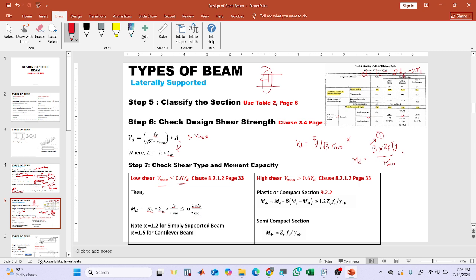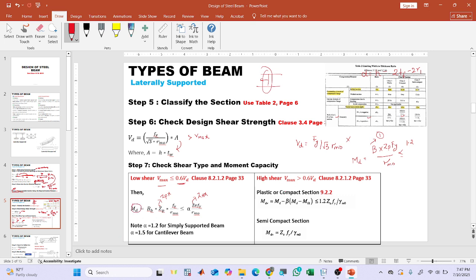And this strength should always be less than or equal to 1.2 Ze Fy by gamma m naught, if it is simply supported. Here Ze is Zxx, and Zp is Zpx. So between these two values, beta Zp Fy by gamma m naught and 1.2 Ze Fy by gamma m naught, whichever value is smaller, we will select that value as Md.